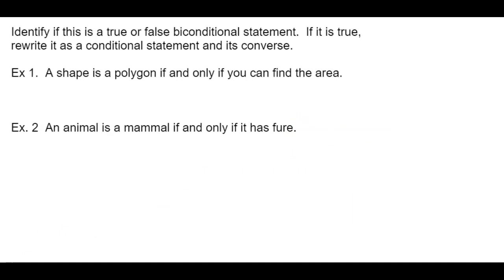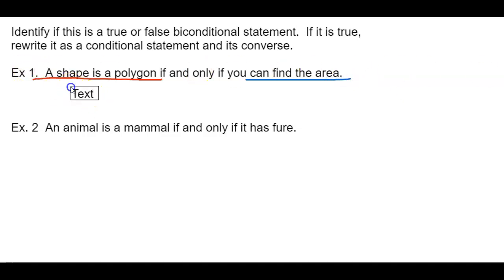We can also take a biconditional statement and decide if it's true or false. If it's a true biconditional statement, we can separate it into two separate statements. So identify if this is a true or false biconditional statement. If it is true, rewrite it as a conditional statement and its converse. So the first example on this page is a shape is a polygon. This is the hypothesis. Then it uses the special words if and only if you can find the area. So finding the area, that's the conclusion.